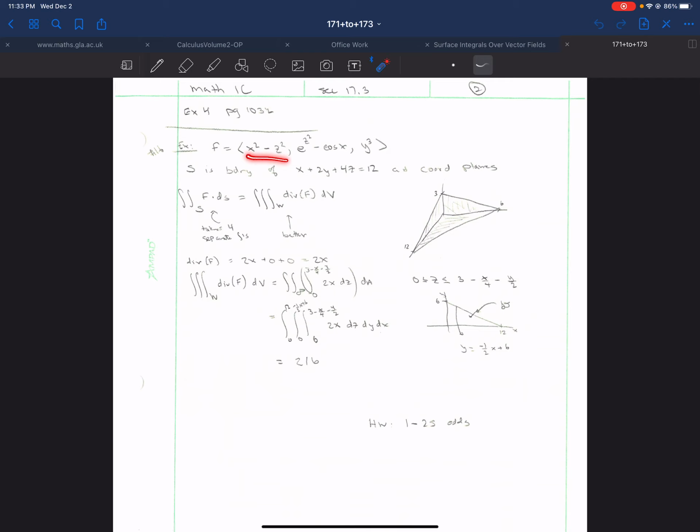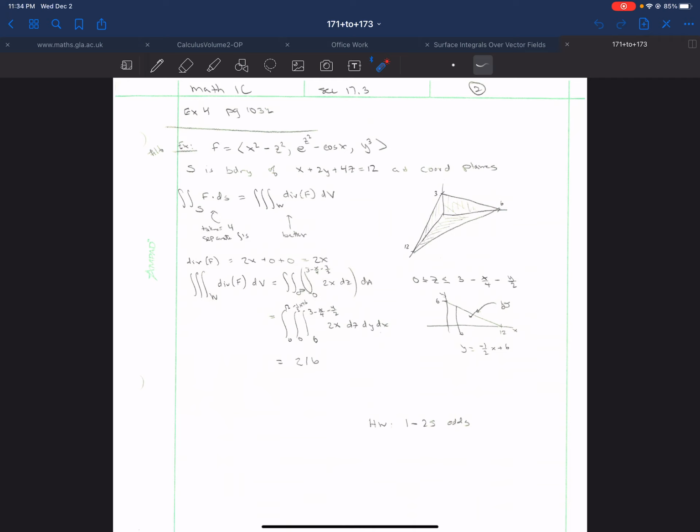So the x derivative is 2x, the y derivative is nothing, and the z derivative is nothing. So divergence is just 2x. Well, if I'm going to do that, then we have dz, dy, dx. And so z goes from 0 to the plane. If that's the plane, I can solve it and say then z should be 12 minus x minus 2y, all over 4. And that works out to be that right there.